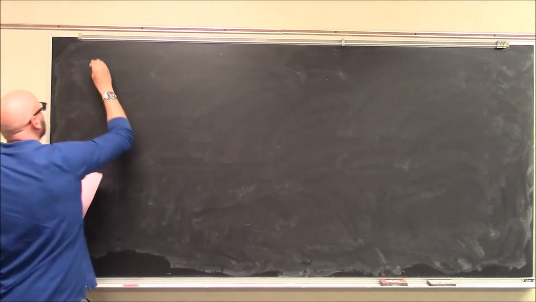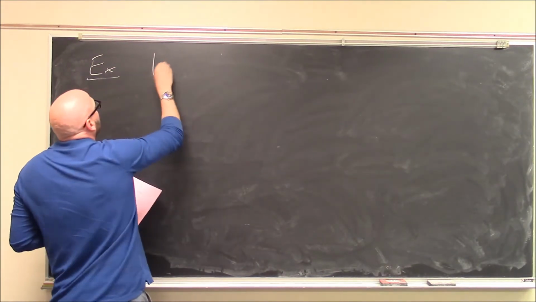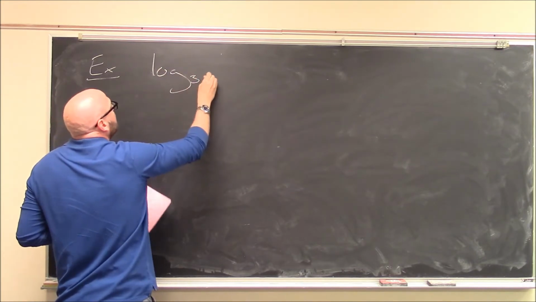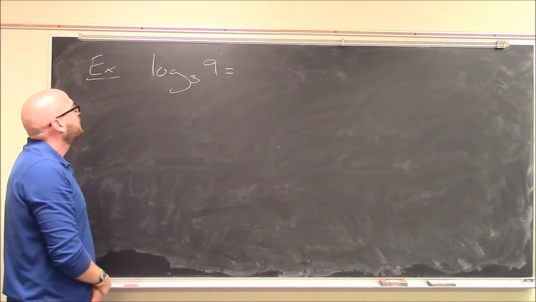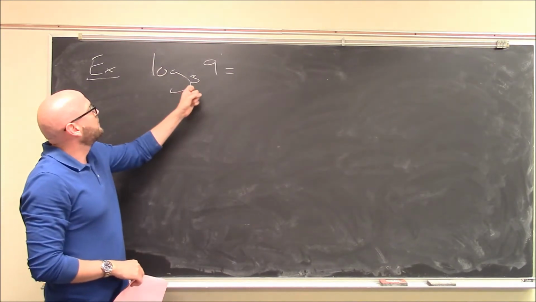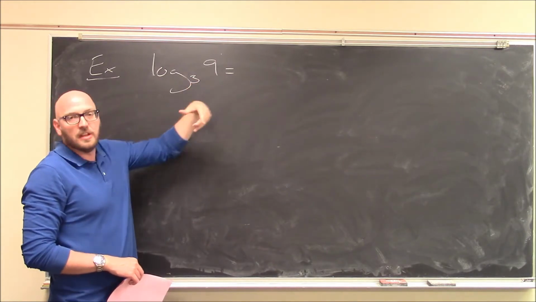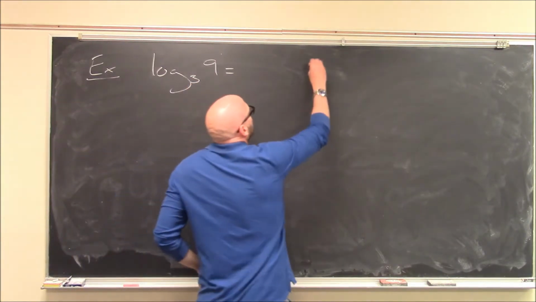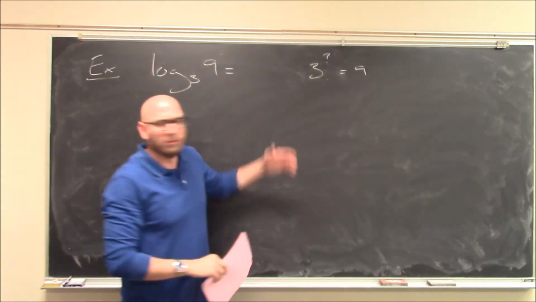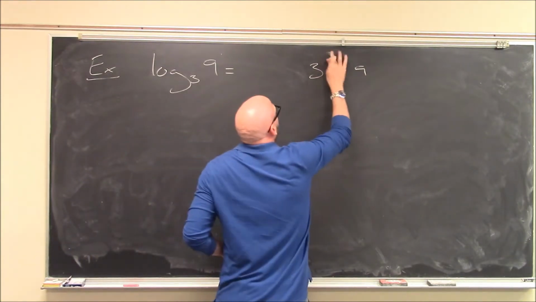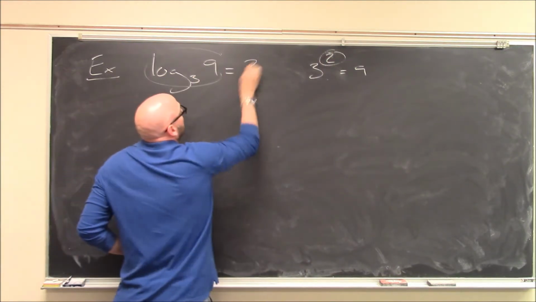Alright, so some really quick examples here. Log to the base 3 of 9. What does that equal? Well, it equals the exponent that I have to raise 3 to make 3 to that power equal to 9. Right? So 3 to the what equals 9? 3 squared, obviously, right? Well, that's what this value is equal to, so that equals 2.